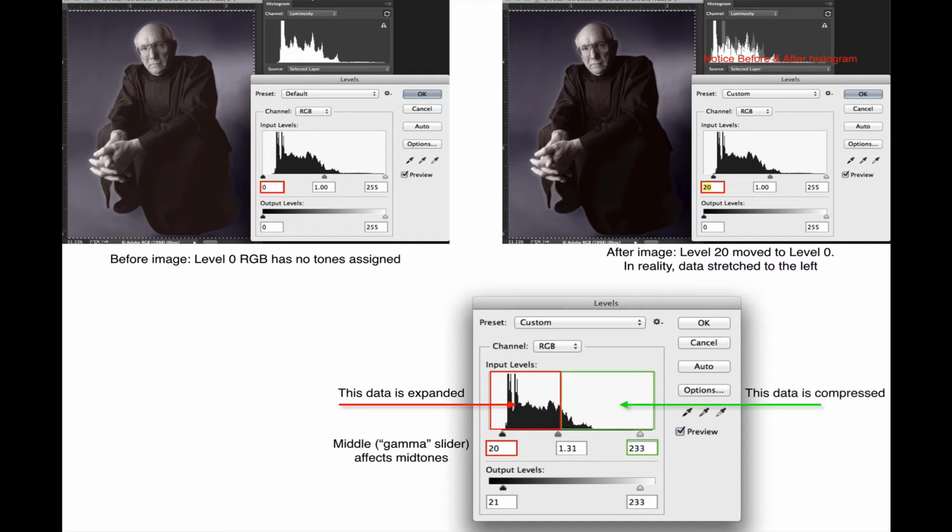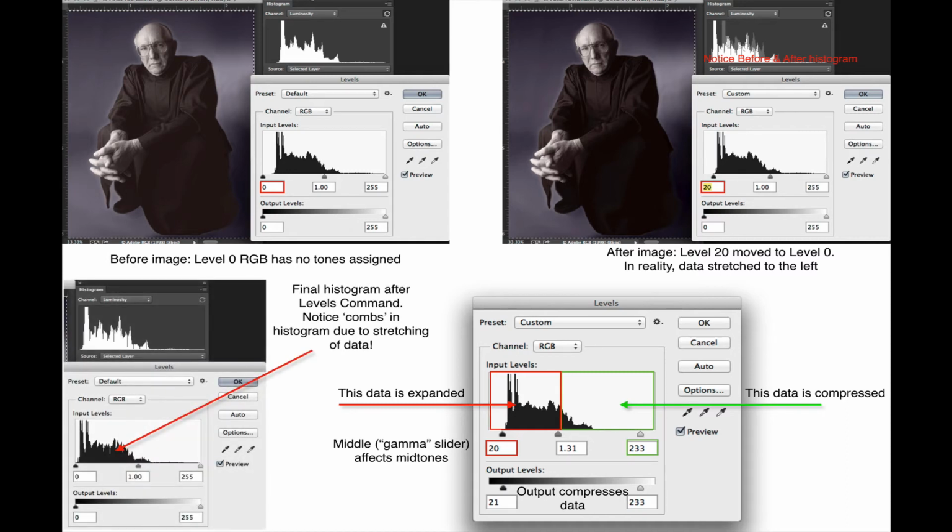Consequently, if I were to move the white slider from the right to the left, I'd be compressing that part of the tonal range, or compressing the data. We can compress data also by using the output sliders below. Here's the final histogram after I moved everything over from the left to the right, in other words, from 0 to level 20. And the result you can see in the histogram is a little bit of data loss.